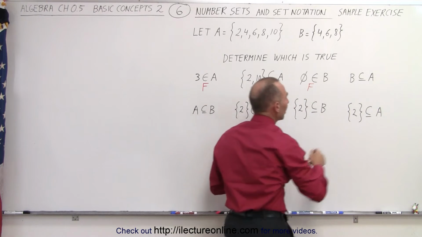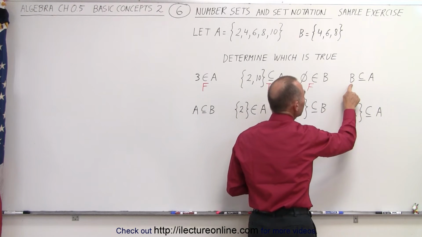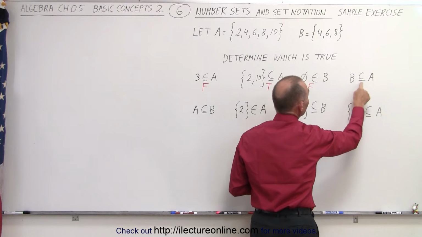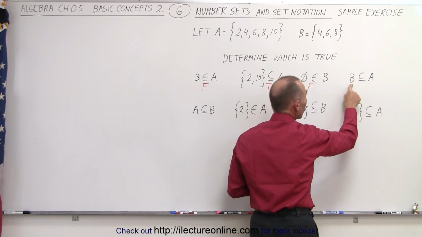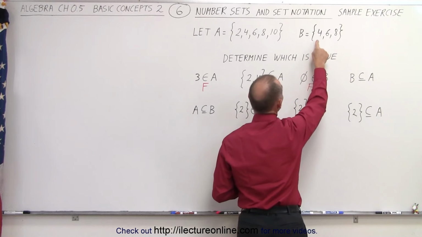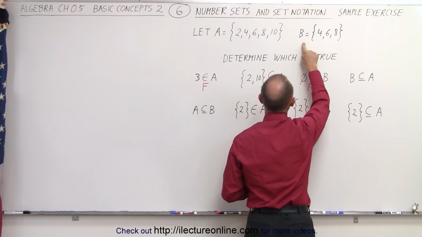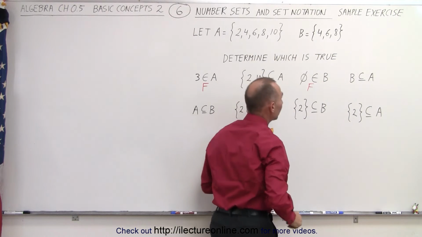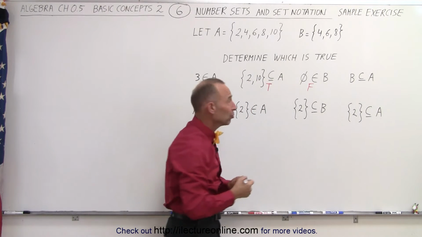Here it's stated that B is a subset of A. That means that all the elements in B must also appear in A. So we go over here, 4, 6, 8 are elements of B, and they all appear in the set A, so therefore that is a true statement.